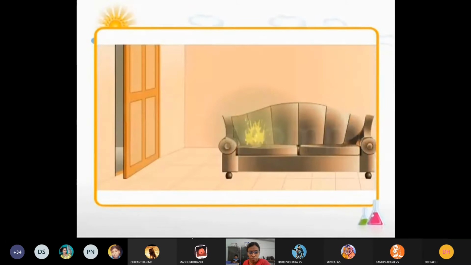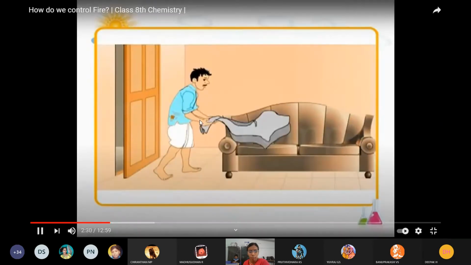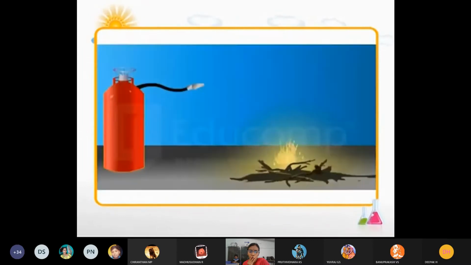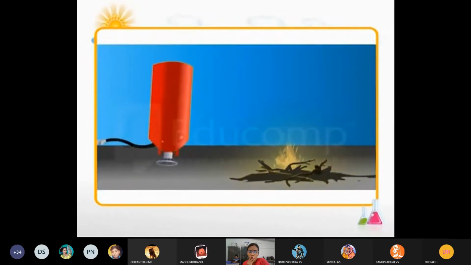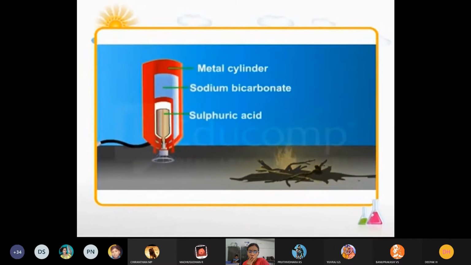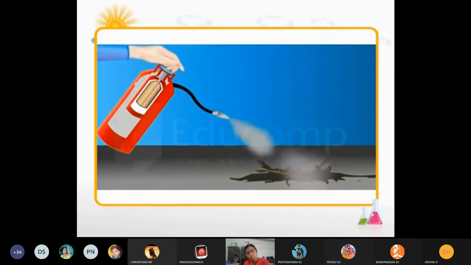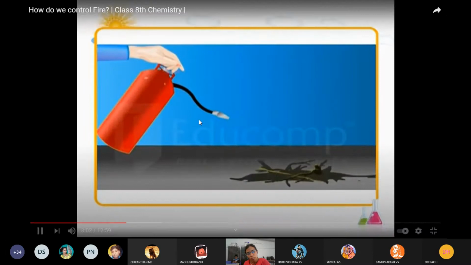Cutting off oxygen supply to the burning material is another effective way of controlling fire. One of the methods to cut off oxygen supply is to cover the burning material with a blanket. Fire extinguishers can also be used to control fire. A fire extinguisher contains sodium bicarbonate solution and concentrated sulfuric acid that react to produce carbon dioxide gas. The carbon dioxide gas, so formed, forms a blanket around the fire, cutting off the oxygen supply.